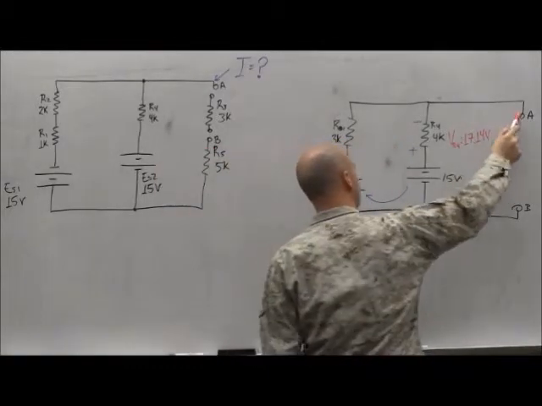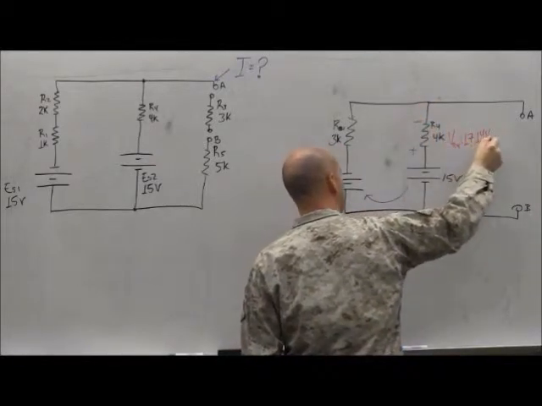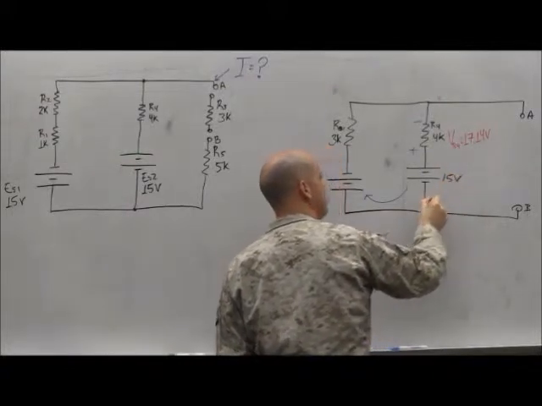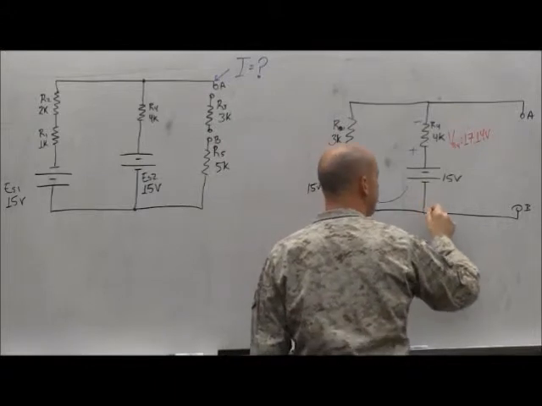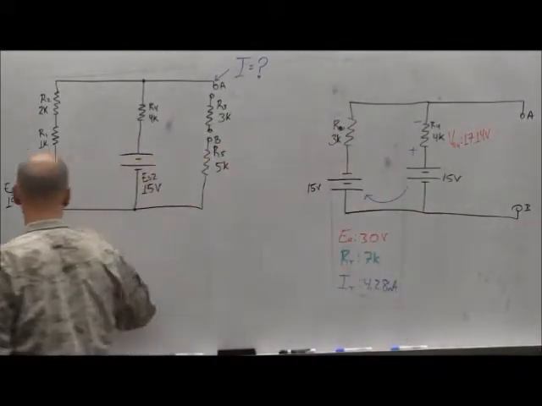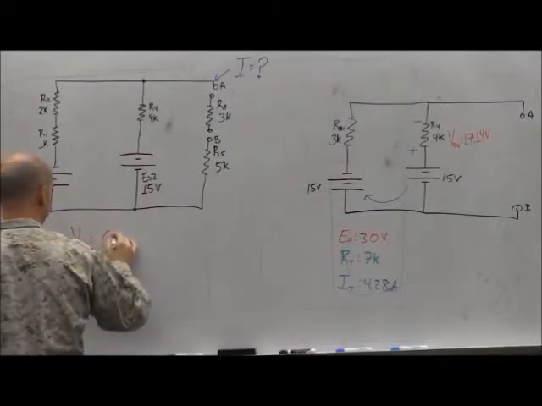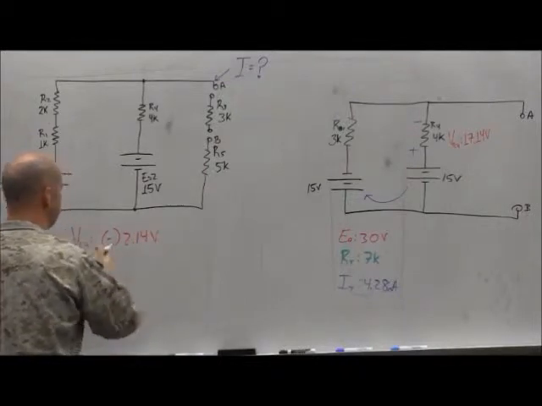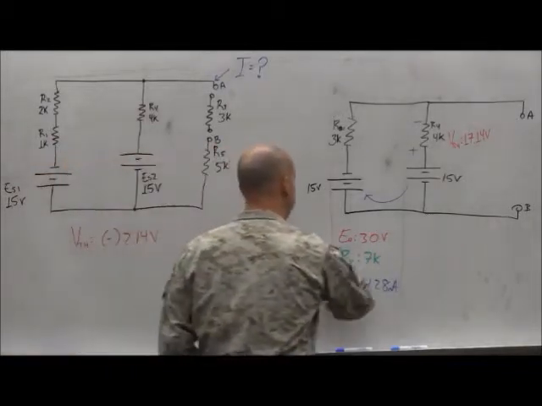Okay, so I come over A, I hit the node, I go down, I hit negative 17.14 volts, positive 15 volts. Where am I at right now? Negative 2.14 and back to B. So my voltage Thevenin is 2.14 volts, and the orientation will be negative, yes? Yes. All right.